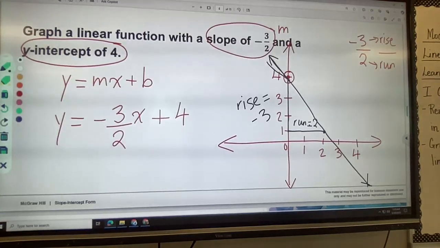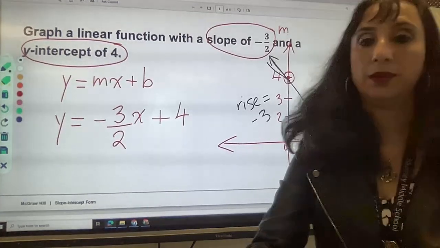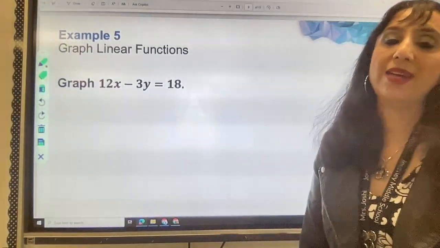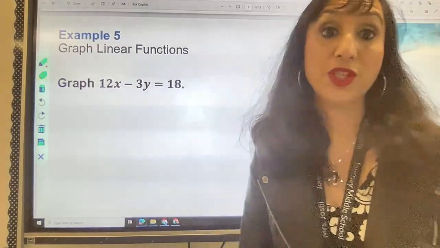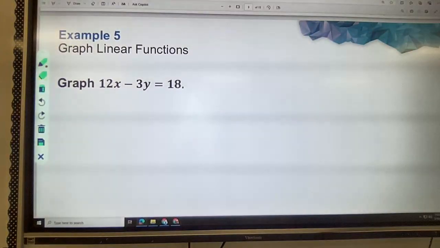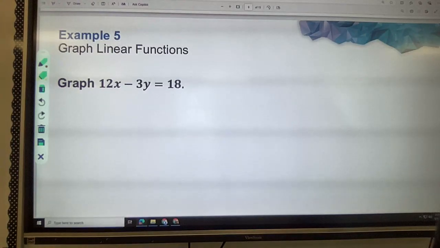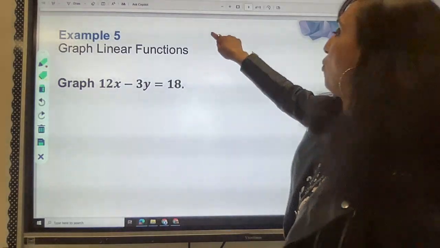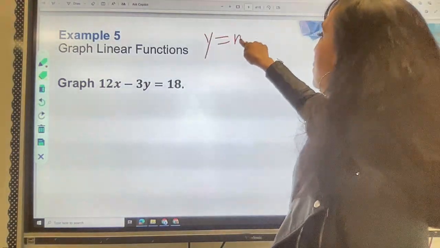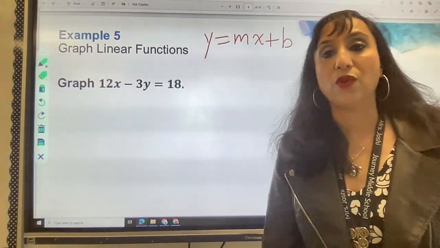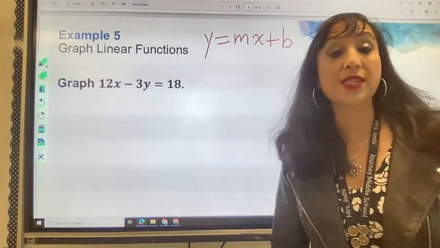Okay, now so here's another question. It's saying graph 12x minus 3y is equal to 18. So when I have this, I want to write the equation in the slope-intercept form. Once again, y is equal to mx plus b. And this is the format I want to write it in. Makes my graphing a lot simpler.